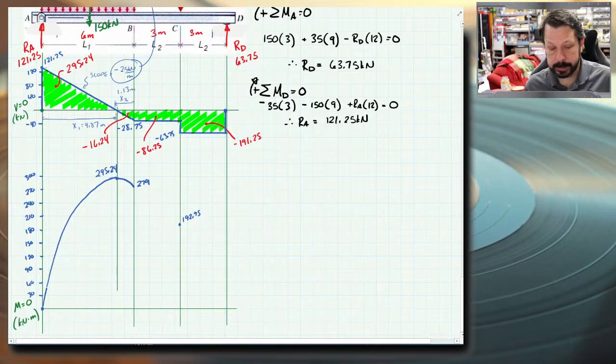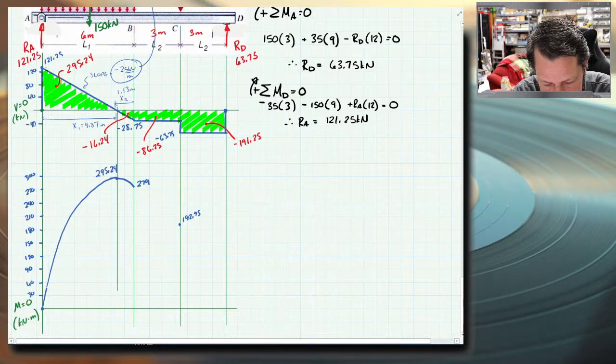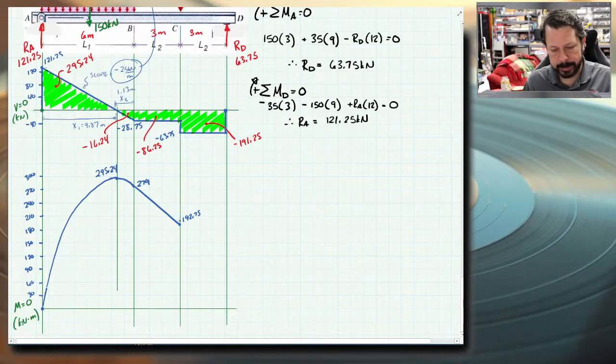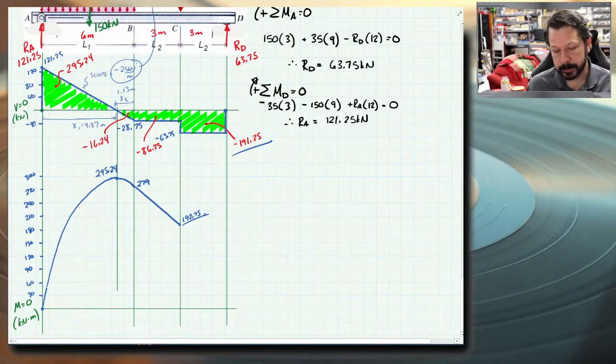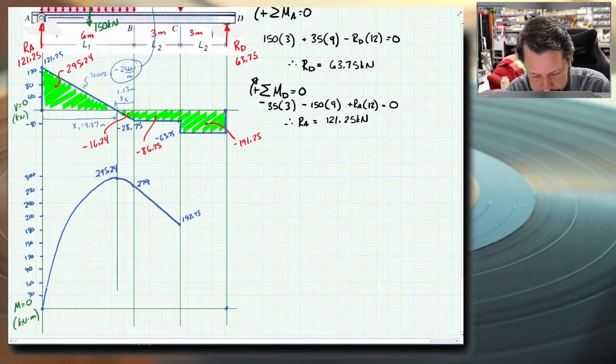192.75. This one is a straight line because the shear in this section is constant. So that means I have a constant slope. And then I've got negative 191. I've got positive 192. So I end up pretty close to 0. I want to put it at 0. This one's a constant slope because it's a constant shear.